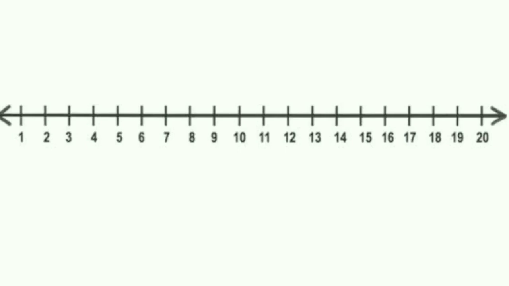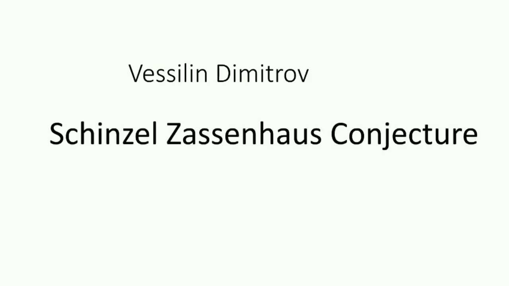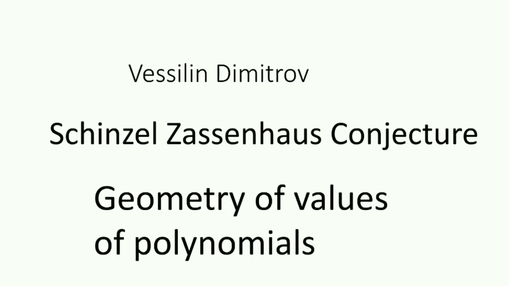Now, in late December last year, the mathematician Vesselin Dimitrov posted a proof online. The proof was of the Schinzel-Zassenhaus conjecture. This actually deals with the geometry of values of the polynomials. It predicts a particular pattern which certain values follow when they are graphed.